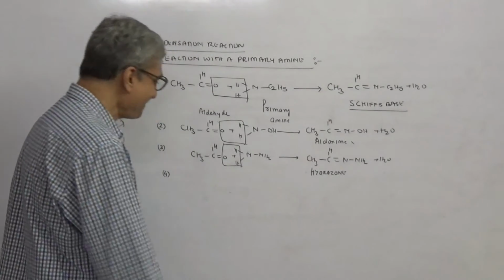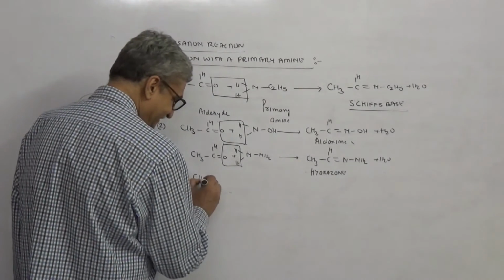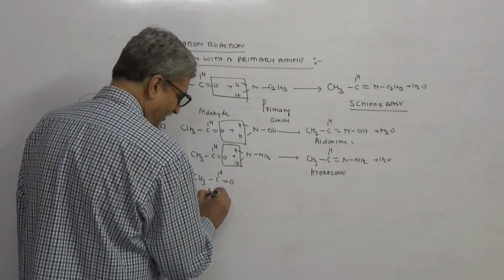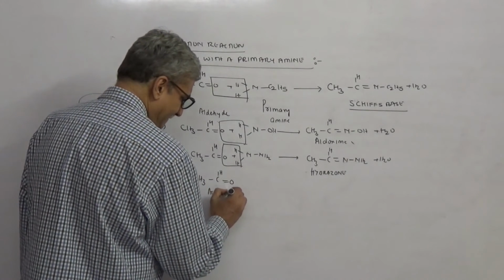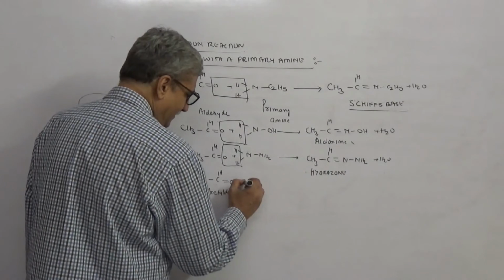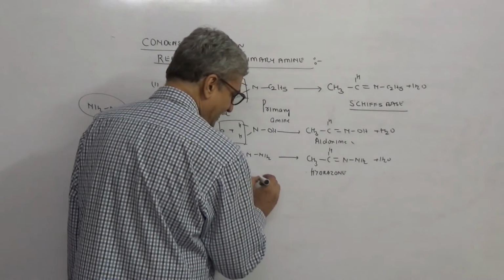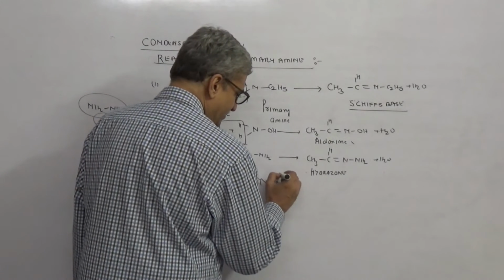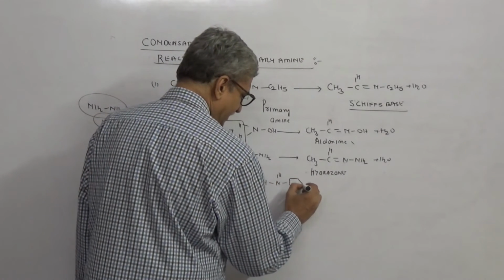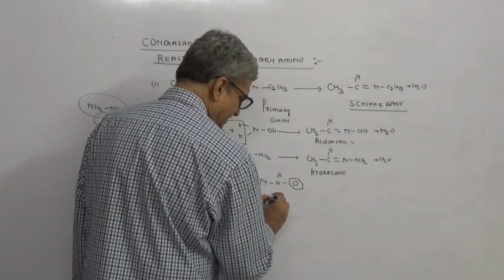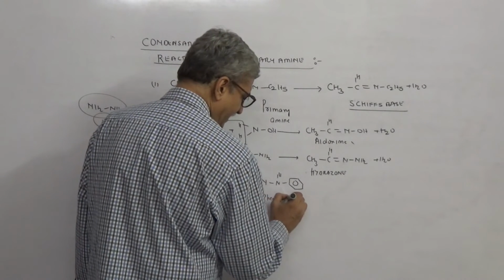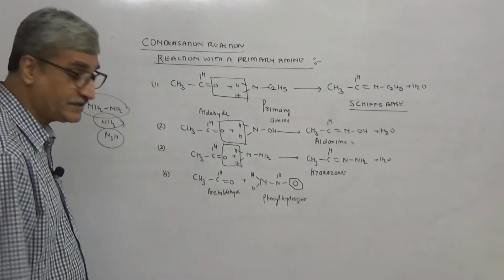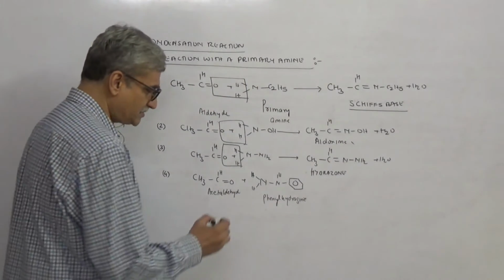So, then we have phenylhydrazine. CH3, CH, double bond O, acetaldehyde. Plus you have phenylhydrazine, NH2, NH, and this is C6H5. So this is called as phenylhydrazine. Actually तुम्हारा practicals में है ही, but अभी practical कुछ नहीं होगा. I have my own doubts.